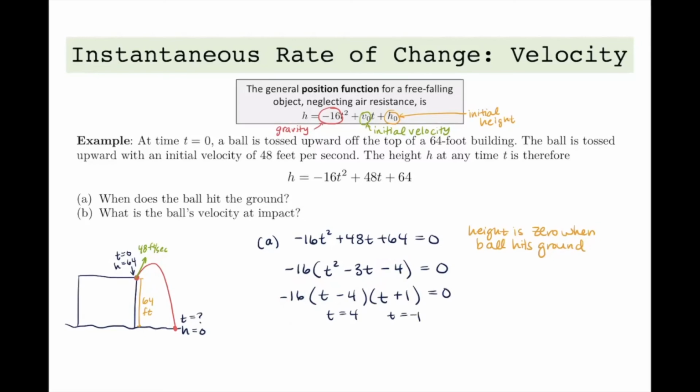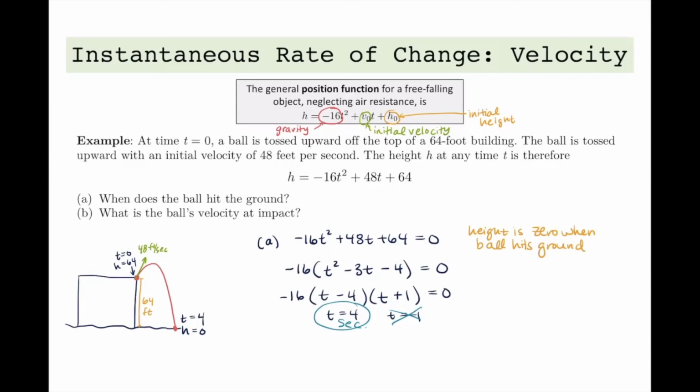We can ignore this t equals negative 1 because we're starting at t equals 0. We don't have any reason to use a negative time in this situation. So our only value here is t equals 4, so t equals 4 seconds. Instead of a question mark here, we can change that and note that it takes 4 seconds from when the ball is initially tossed for it to hit the ground.